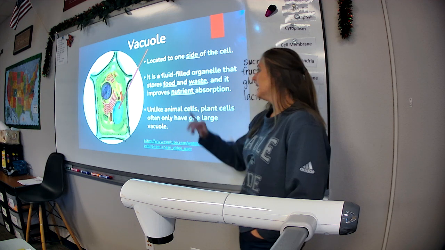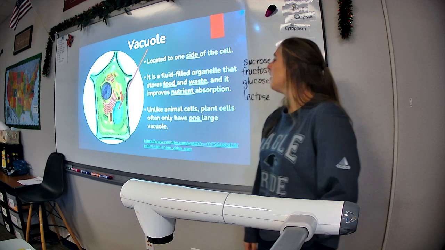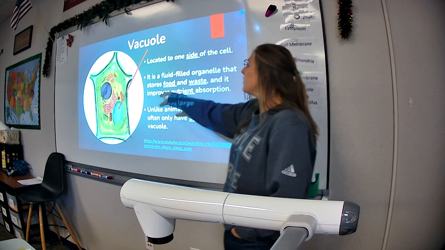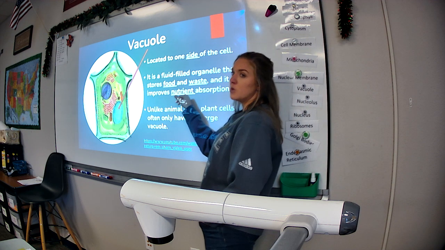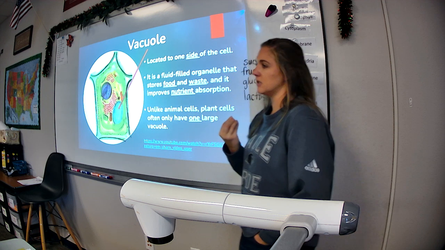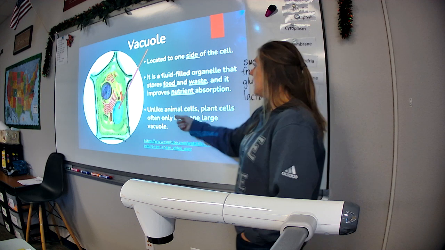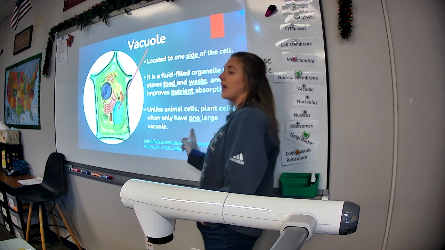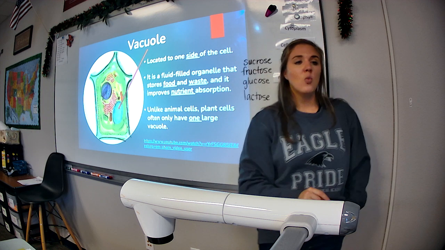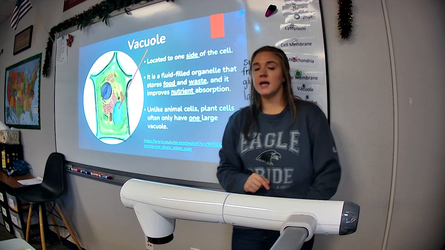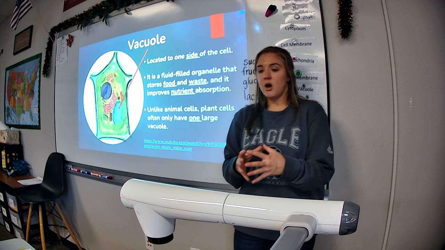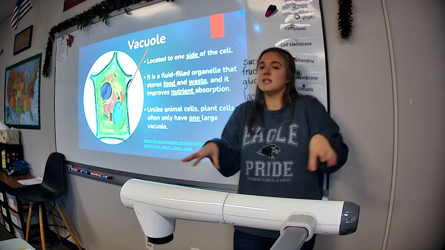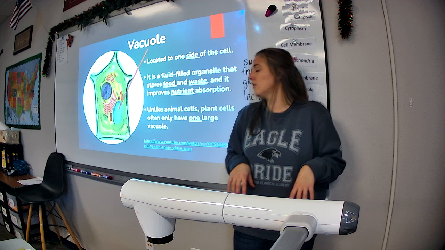It is a fluid-filled organelle that stores food and waste, and it helps them absorb nutrients into the cell. And then, unlike animal cells, plant cells often only have one large vacuole. When I show you the microscope video in a second, you'll see that large vacuole is so big it pushes everything else off to the sides. Hattie, you okay?